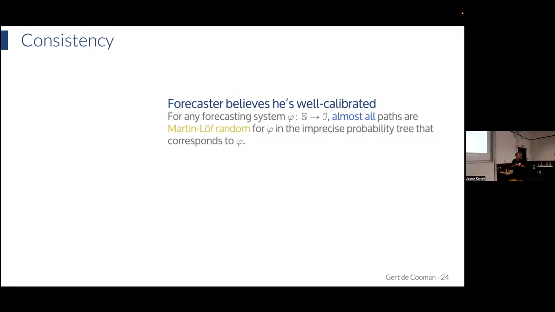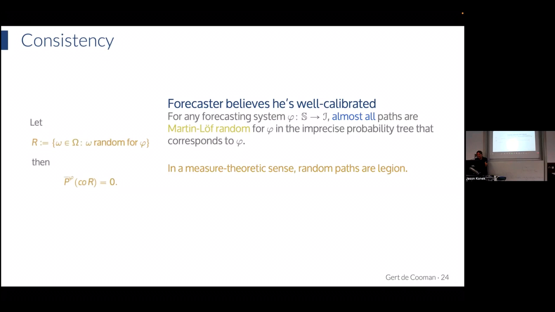So if you are a forecaster, then in your own probability, in your own expectations, the ones that are defined by your own forecast, you believe that almost all the paths are random. So that is what we call a well calibration theorem. You always believe that you're well calibrated. So this tells us that almost all the paths are random.